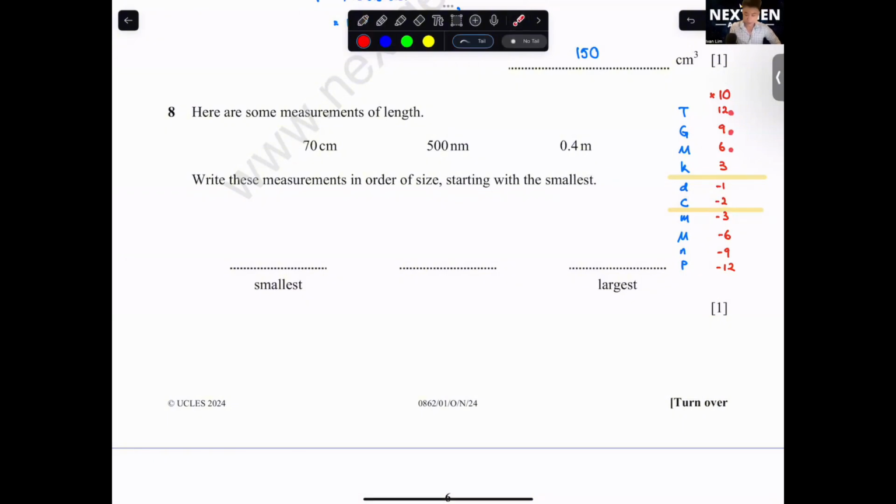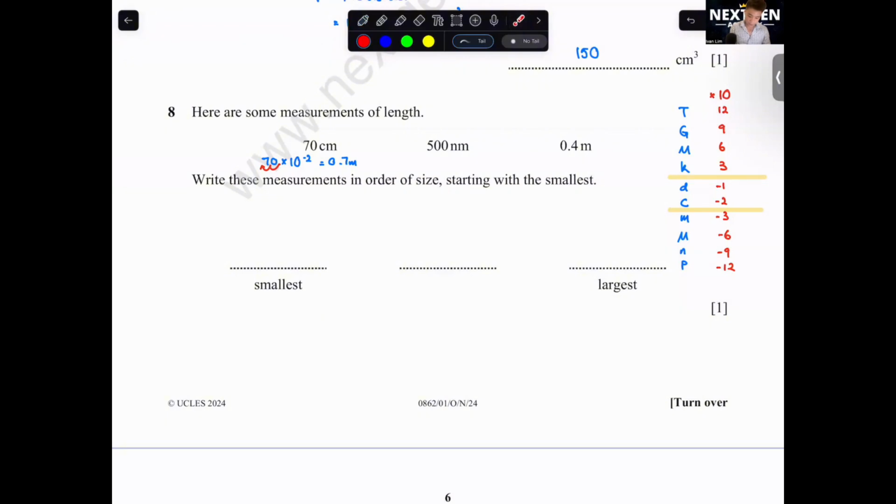Tera, giga, mega, kilo. Then you got these two, deci, centi. That means if you want to change 1 decimeter, you multiply it by 10 to the power negative 1. Centi, milli, micro, nano, pico. You have to memorize all of these values. What I would do here is change all of it to meters because meters don't have a prefix value. You look at this list: centi is times 10 to the power of negative 2. So 70 times 10 to the power of negative 2 means you divide by 100. This will be 0.7 meter.